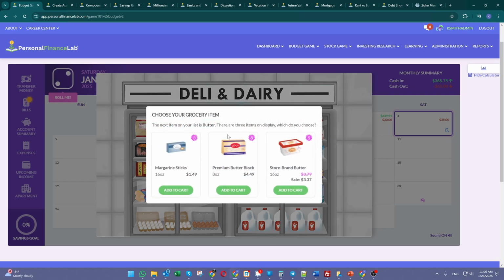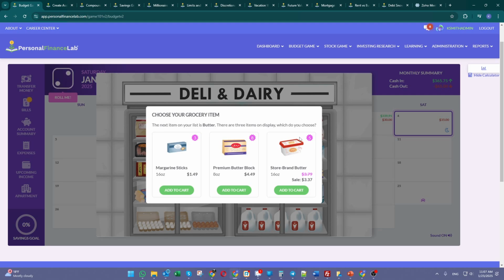Next up, I need to get something from the dairy section. Looks like butter or margarine. So in this case, this one is a better value than this, but it's also half the quantity and 4 times the price. So probably not the best deal.